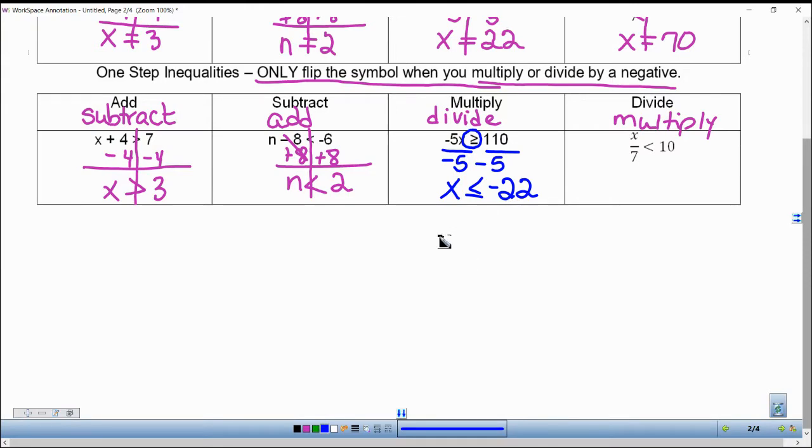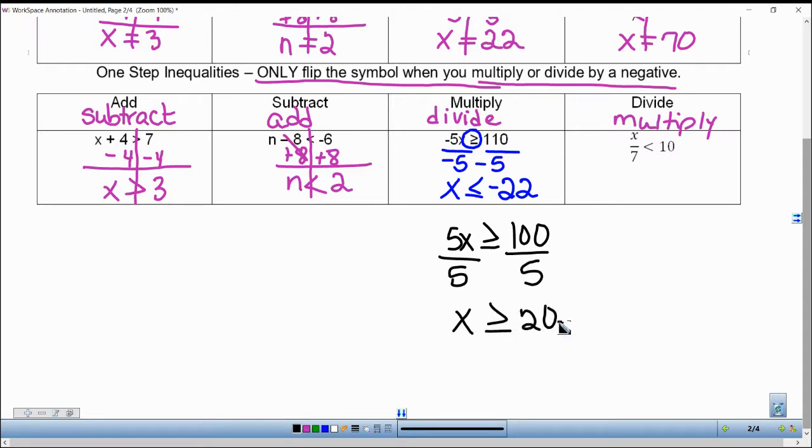Now, if that same problem was 5x is greater than or equal to 100, we'll just change the problem up a little bit. Notice this is not negative, so we would still divide by 5, but our symbol would not change. So x would be greater than or equal to 20. On our division one, you have to multiply by 7. It is not a negative number, so we keep our symbol the same, and so x is less than 70.